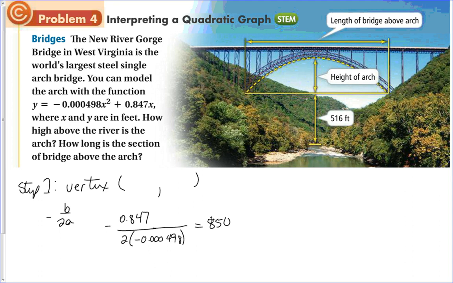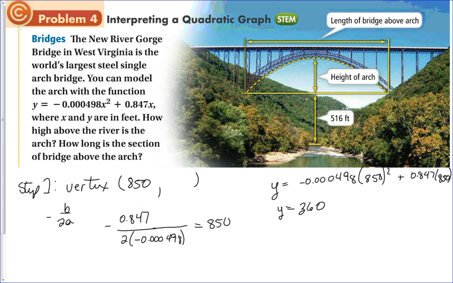All right, there'll be a little bit of a decimal, but it'll be about 850. All right, so our vertex x-coordinate is going to be 850. Now, remember, to find the y value of the vertex, you simply take your x value and you plug it into this. All right. So we're going to have y equals negative 0.000498 times 850 squared plus 0.847 times 850. All right. Again, plug that in your calculator because I don't expect you to do that by hand. And you should get out about 360.